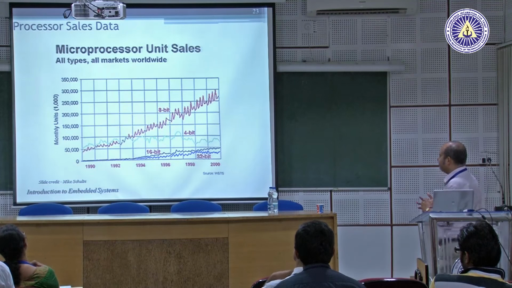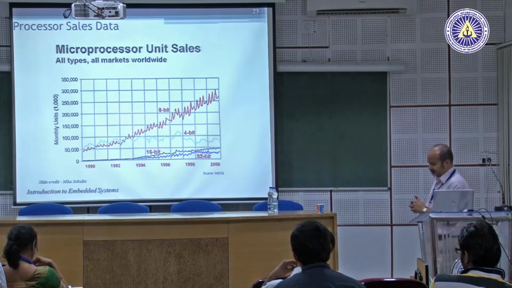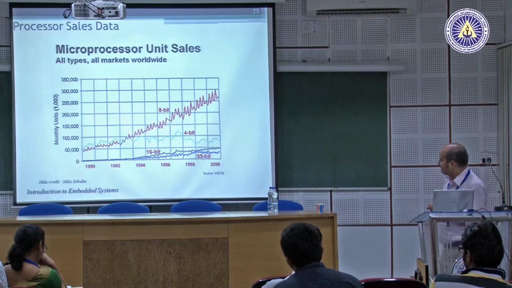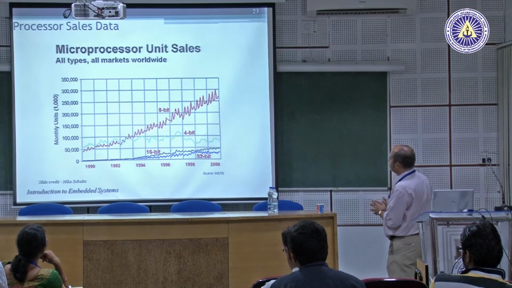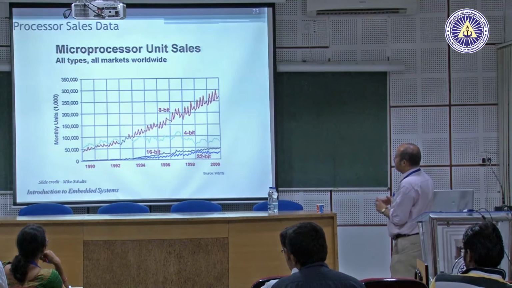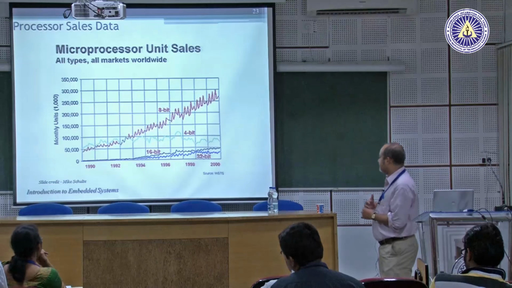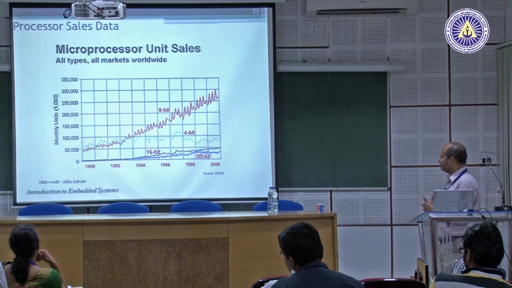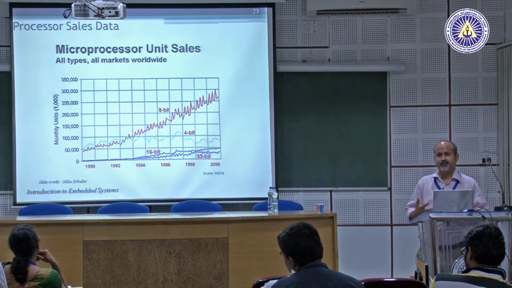So now I want to show two different graphs. The first graph is between 1990 and 2000, and the number of monthly units of this kind of processors that are sold. Now you will see that between 90 and 2000 the amount of automation has increased quite a bit, right?